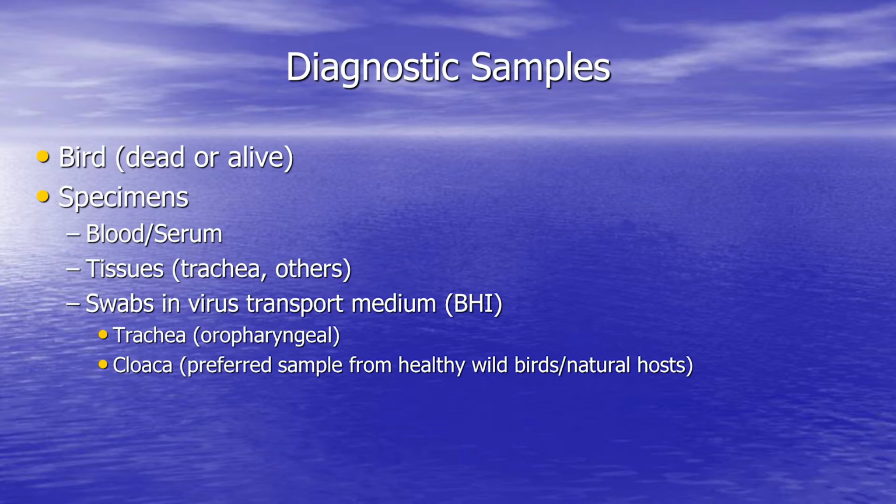As far as tissues, some of the things that can be submitted for further testing: blood or serum. Tissues can be things like the trachea or maybe a small section of liver or the lungs, something like that. Swabs can go in various types of transport media. Commonly here in the United States, we use BHI, brain heart infusion, as a viral transport medium. There are other types of swabs that have Amies transport media, which can be used for bacteria. A swab of the oropharyngeal region, in essence the trachea, or the cloaca can be looked at to see what might be found in there.